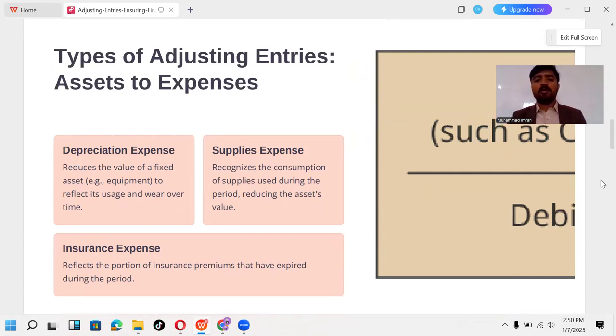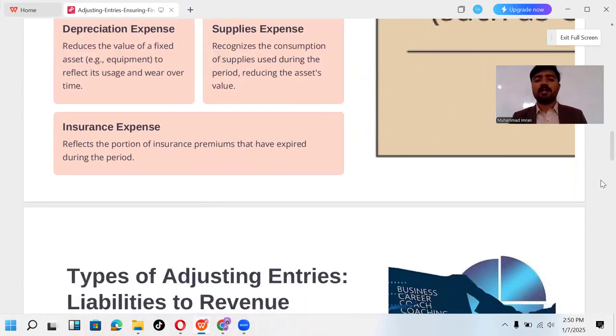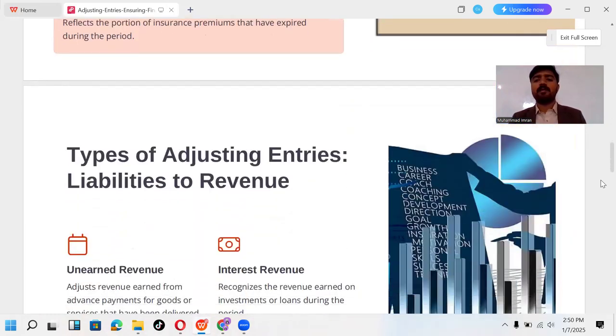And now we move to the next adjusting type, which is liabilities to revenue.